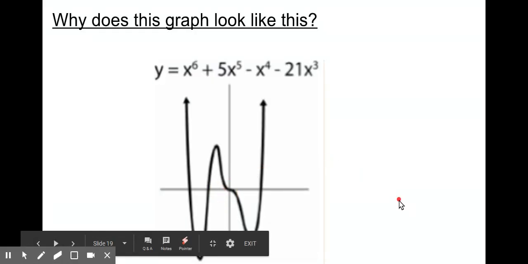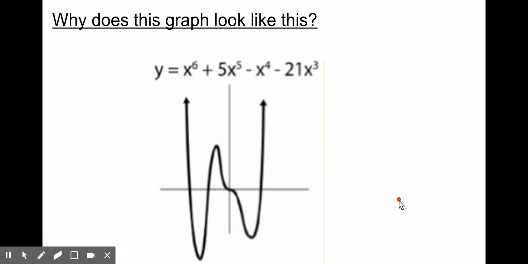All right, here's just one more example to show you. Here's an equation, y equals x to the 6th power. This is not in factored form. This is in standard form.